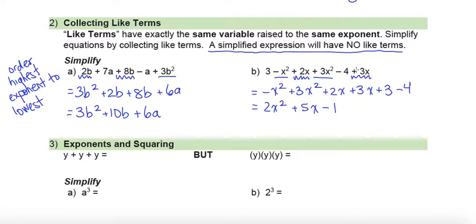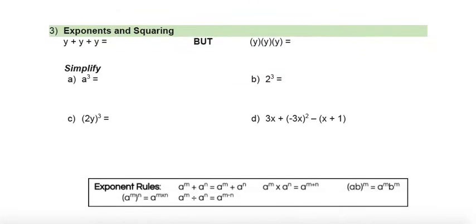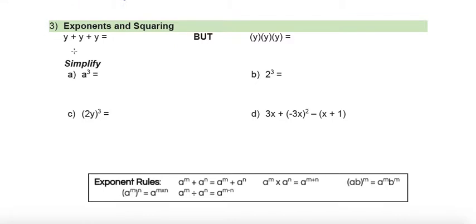So that's collecting like terms. So remember, we can only collect the terms that have the same variable with the same exponent, okay? All right, so now we're going to take a look at exponents and squaring. So we know from collecting our like terms that if we have terms that are exactly the same variable with the same exponent, we can just go ahead and add those two together.